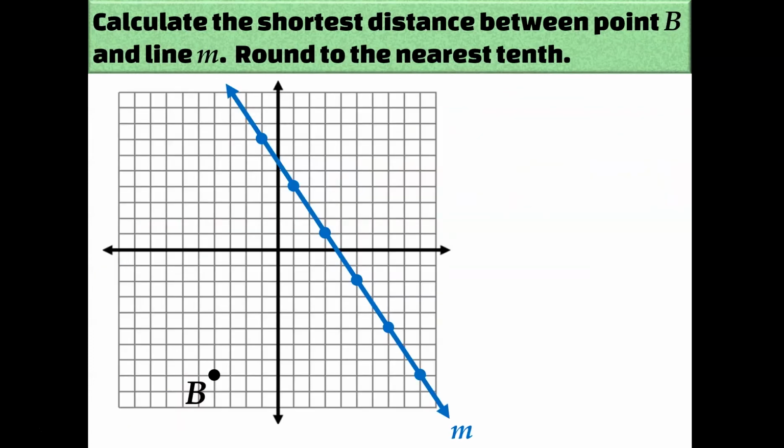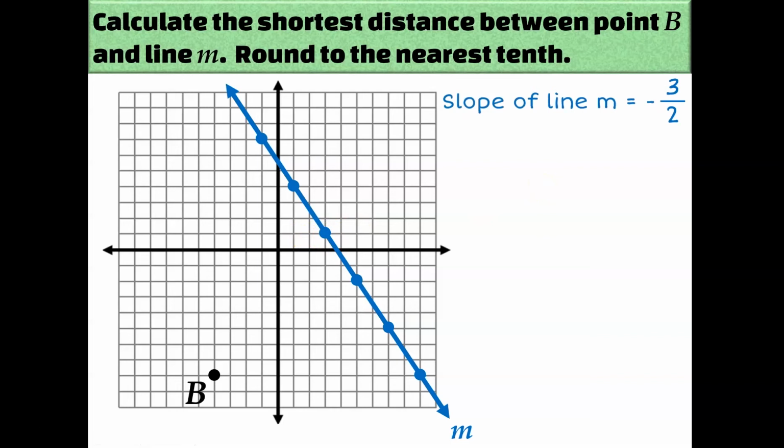I've got point B, and I've got line M. And in order to get from point B to line M in the shortest distance possible, I need to move in a perpendicular direction. In other words, I need to know what the slope of line M is so that I can find its opposite reciprocal. Thankfully, it's pretty easy to identify slopes for lines that have been graphed in the coordinate plane because you can just count. So I'll go down 3, 1, 2, 3, and right 2, 1, 2.